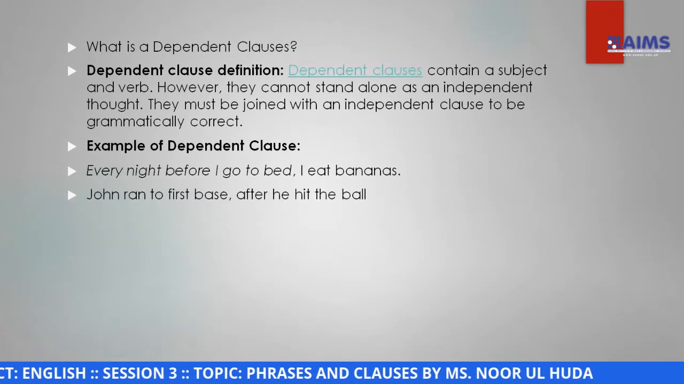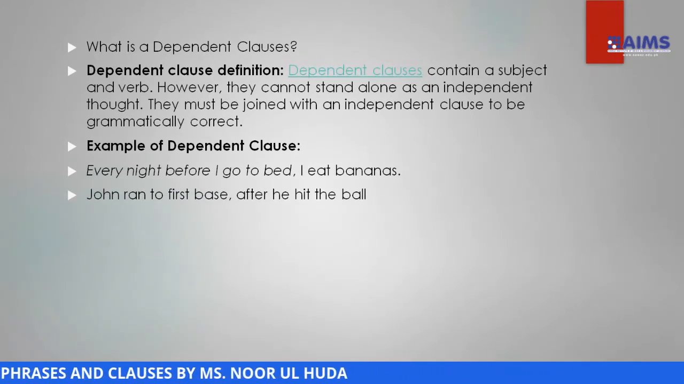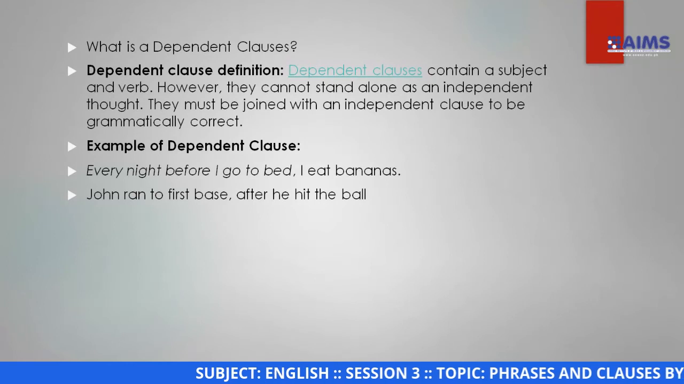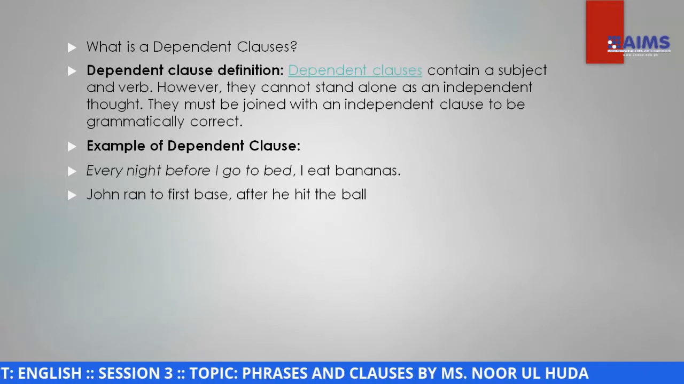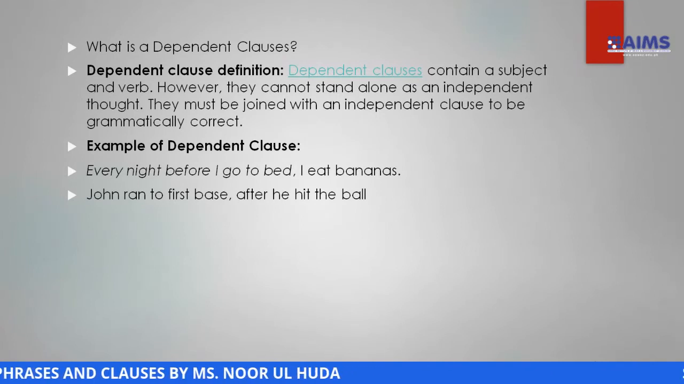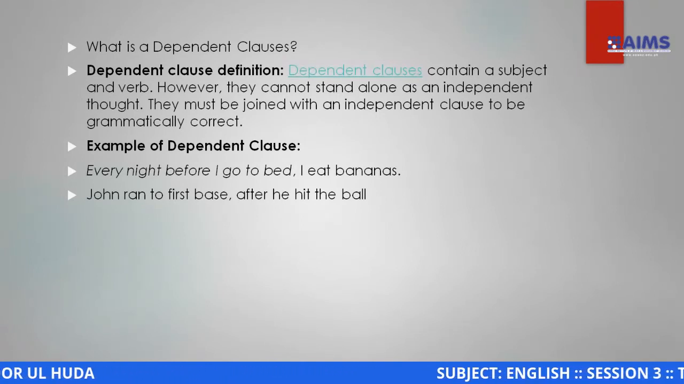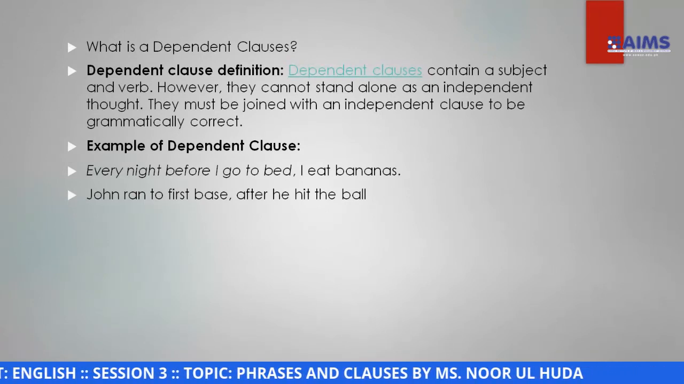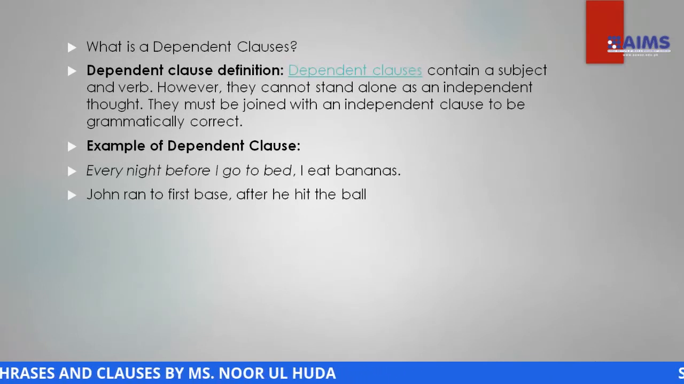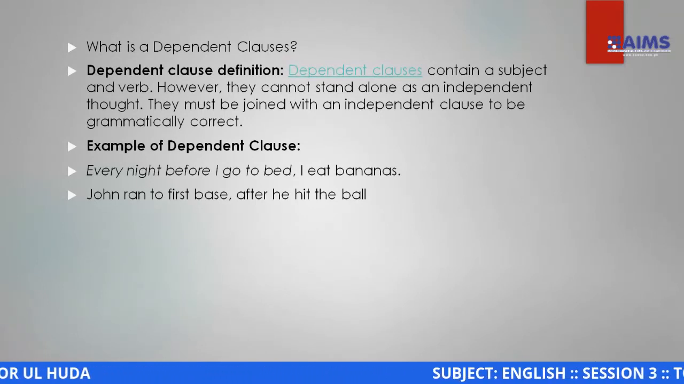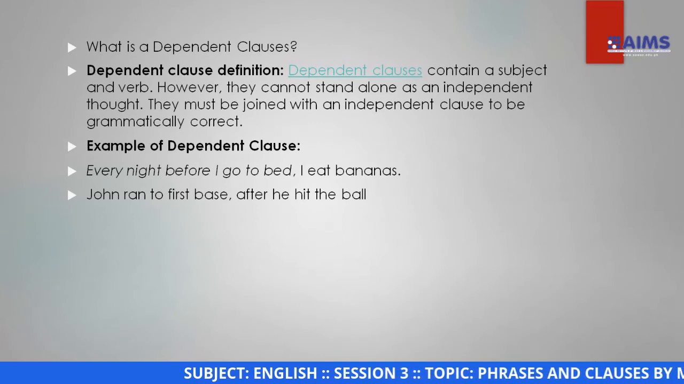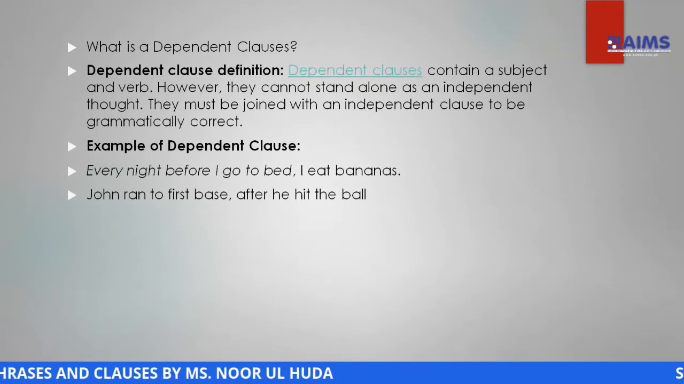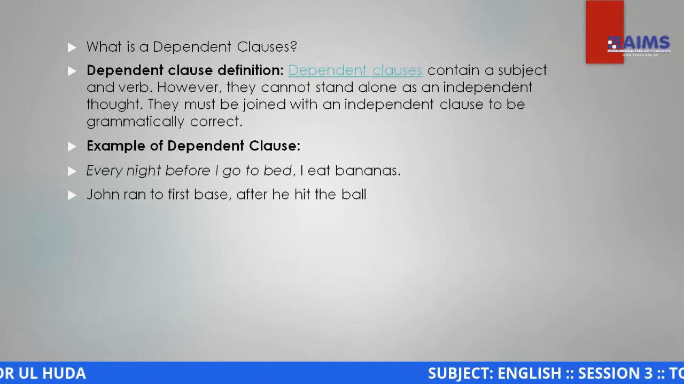Let's suppose John ran to first base after he hit the ball. Here the dependent clause is after the independent clause. After he hit the ball, what actually did he do? John ran to first base after he hit the ball. If I use "he hit the ball," the sentence remains complete. But when I add the linking word "after," it changes the independent clause to a dependent clause.